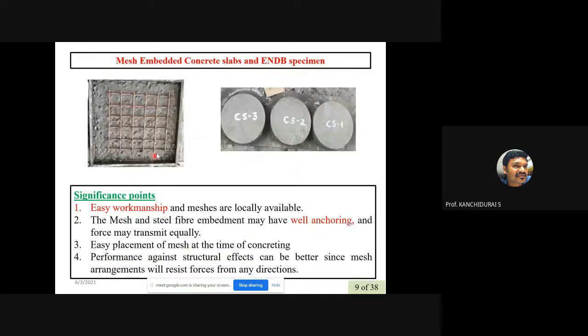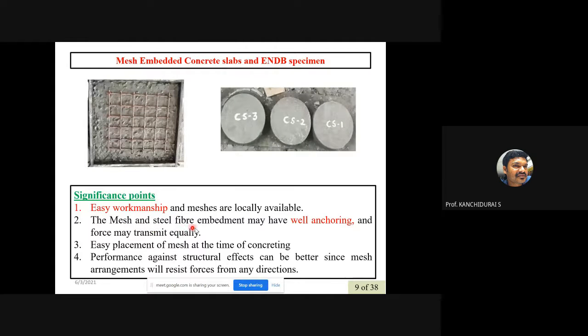So here, in the mesh embedment technique, the welded wire mesh could be added along with the steel bars, 5 mm steel bars. Actually, this kind of disc specimen is used to identify the fracture toughness after embedment. Okay, the easy workmanship meshes are locally available.